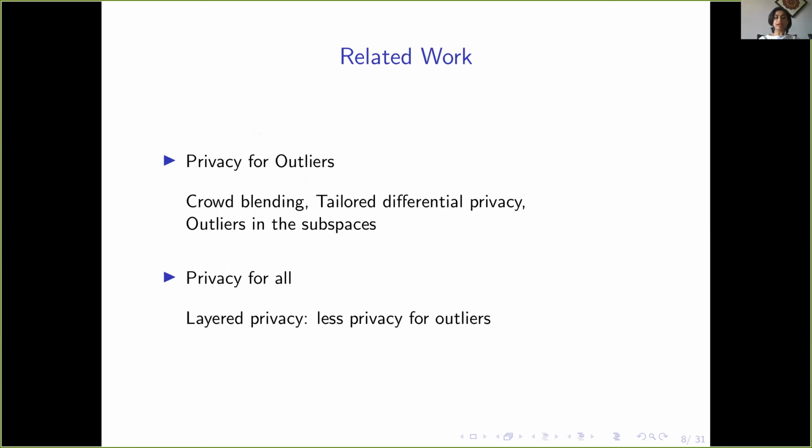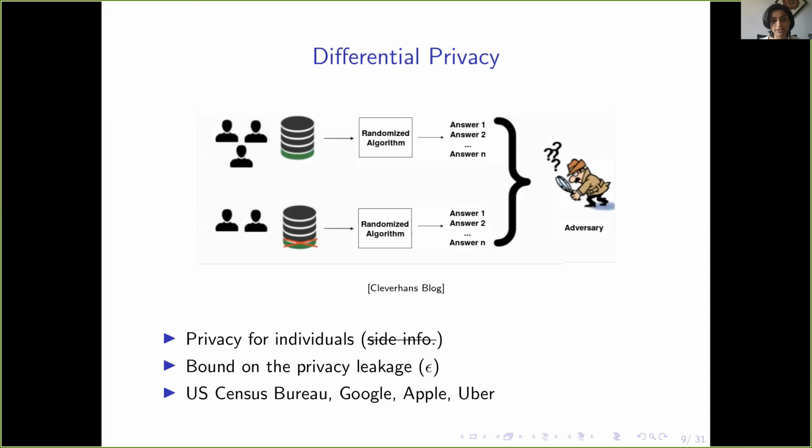To give a little background about related work, I want to mention that the works that are considering outlier detection are considering privacy for outliers. There is crowd blending, there is tailored differential privacy, or outliers in the subspaces, which all address the problem of privacy for outliers. Or there are some who consider privacy for all, and there is this work, layered privacy, which considers less privacy for outliers. There is no work that is considering protecting the context.